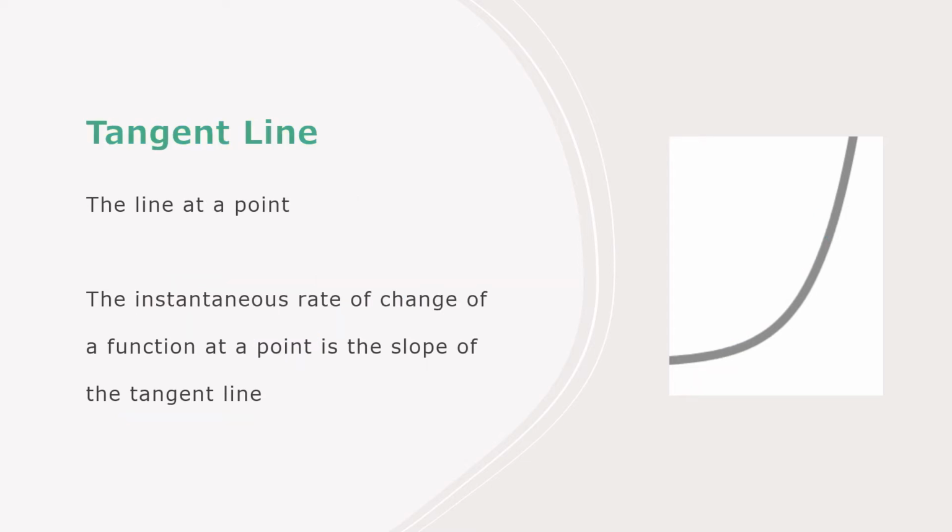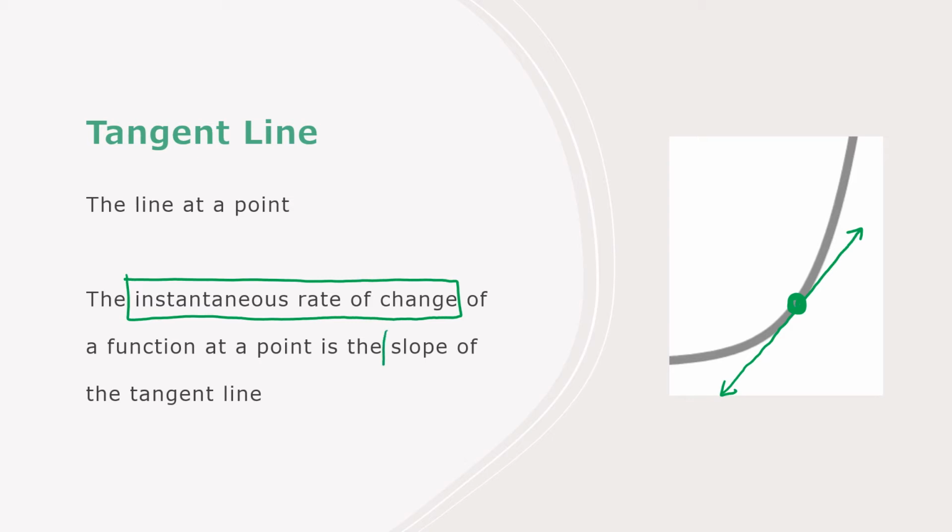The tangent line is the line at a point. So if we're interested in this point, the tangent line is the line that touches this point, but doesn't intersect with any of the points on the function that are nearby. It's important because the instantaneous rate of change, so the rate of change at one particular instant for a function, is the slope of the tangent line. So if we need to find the instantaneous rate of change for a function, then we need to find the slope of a tangent line, which is one of the main problems that we focus on in Calculus 1.